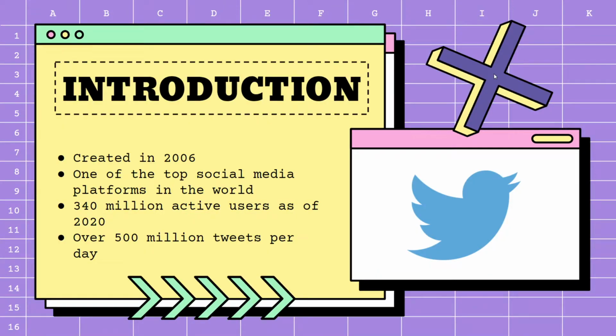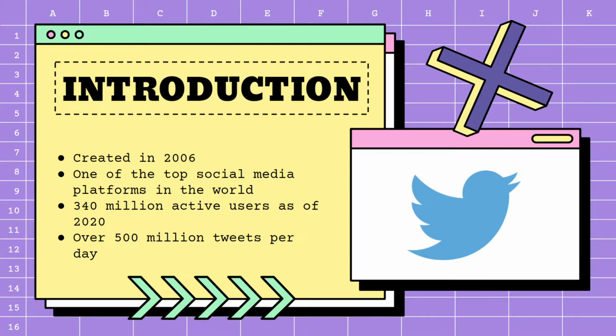Just a quick introduction, Twitter is one of the oldest platforms on the internet as far as social media goes that is still relevant. It came out in 2006, and it is still one of the top social media platforms for discoverability and growth on the internet. It has 340 million active users as of 2020.